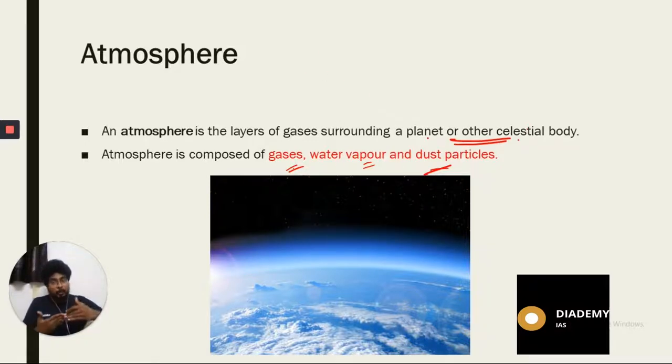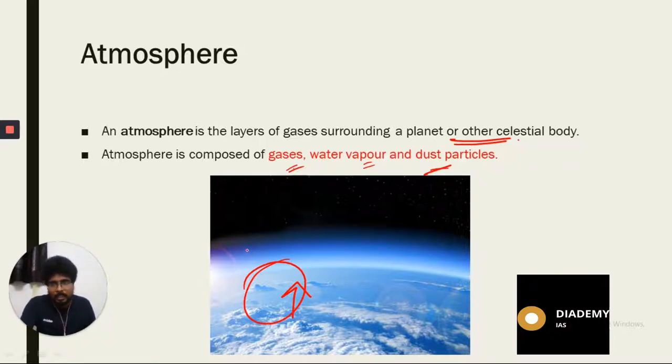But for other planets, the atmosphere is different. For Mars, it is very dry. For Jupiter, a lot of gases are there. So for each and every planet, the atmosphere varies. This variation in atmosphere is the reason survival is there on Earth and not on other planets. So atmosphere is nothing but the composition just above the surface of the planet. Above the surface of the Earth, we have gases, water vapor, and dust particles.